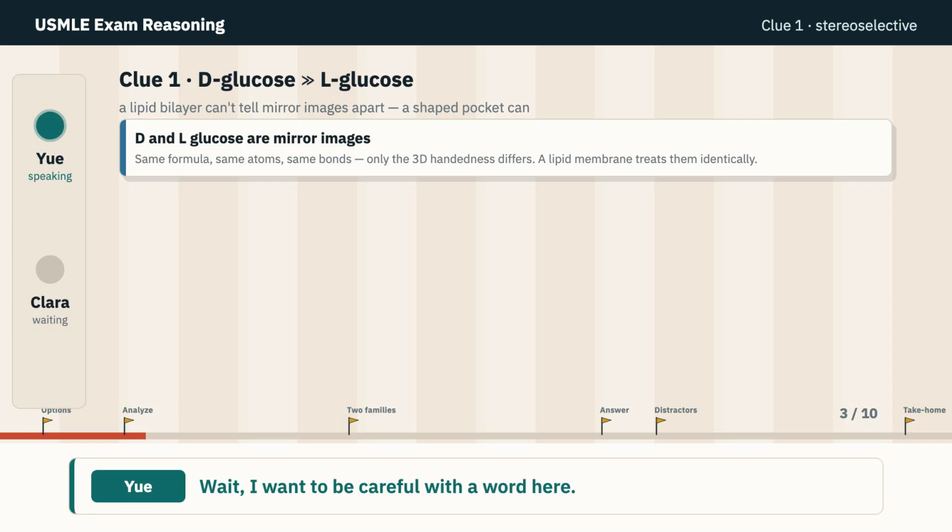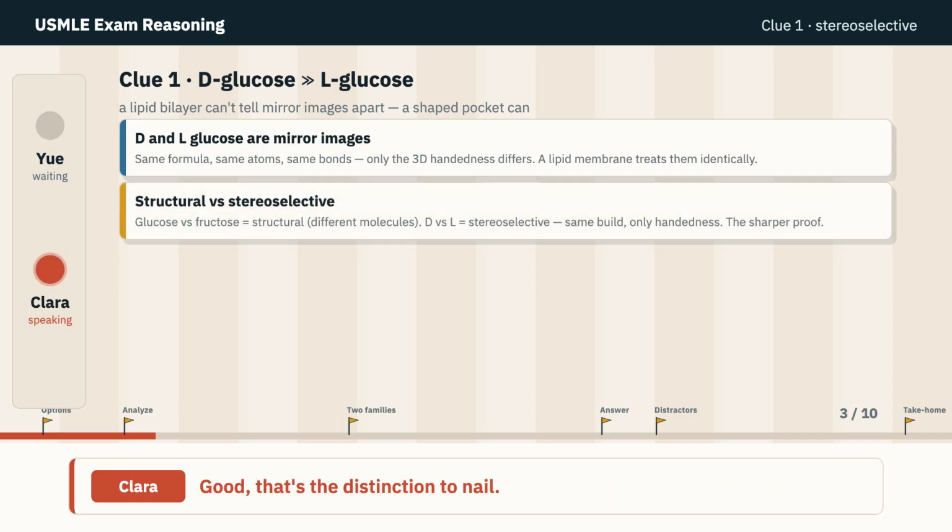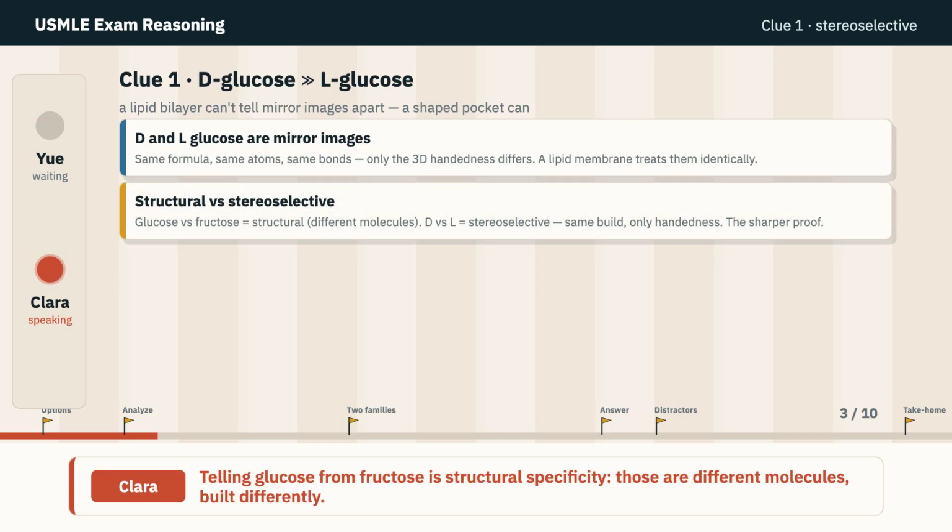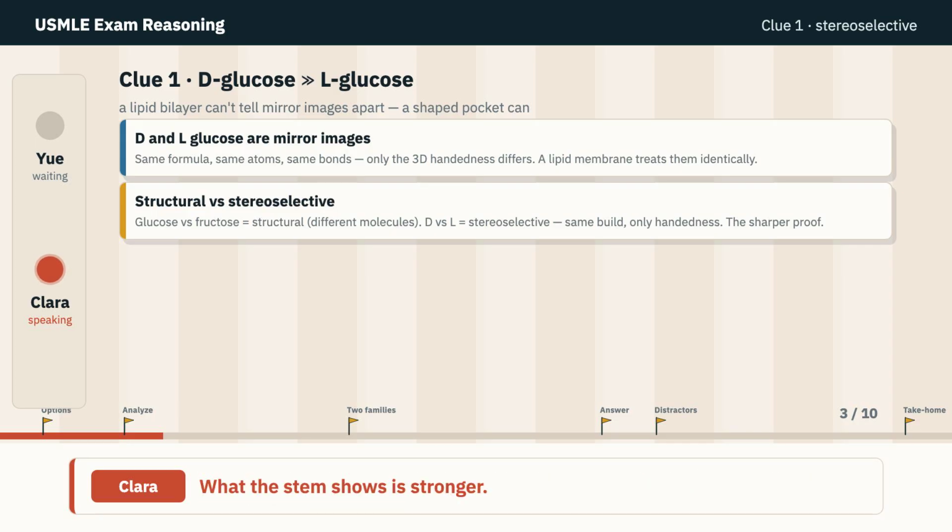Wait, I want to be careful with the word here. When we say the carrier is specific, isn't that just that it picks glucose over, say, fructose? Good, that's the distinction to nail. Telling glucose from fructose is structural specificity. Those are different molecules, built differently.